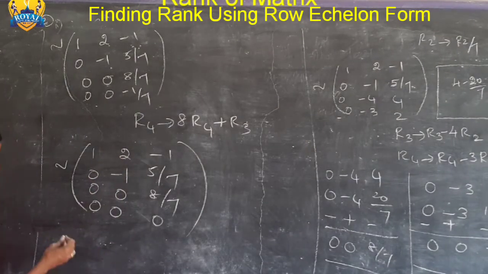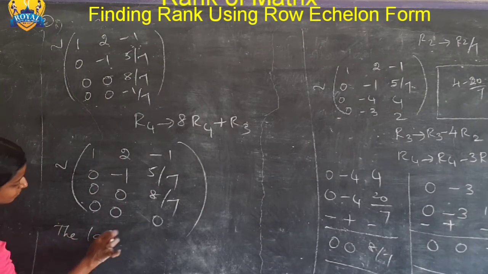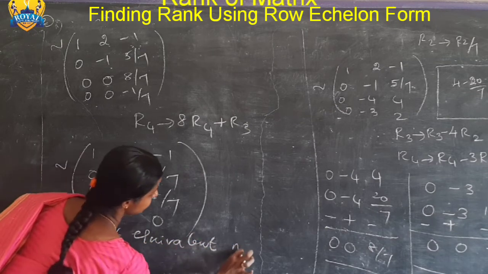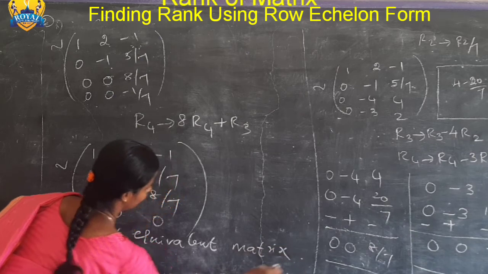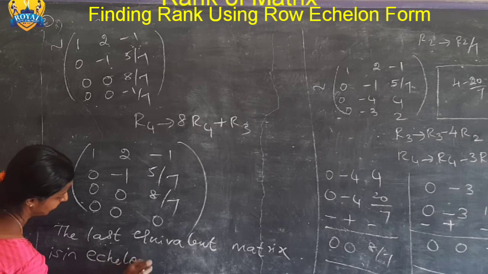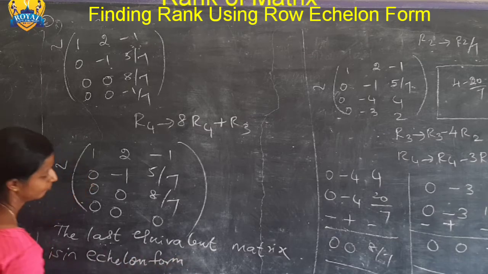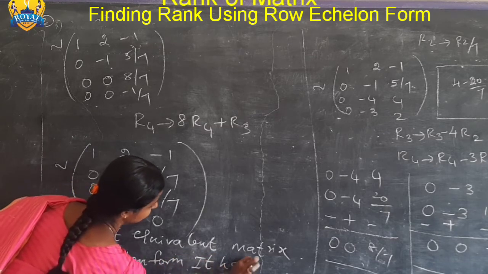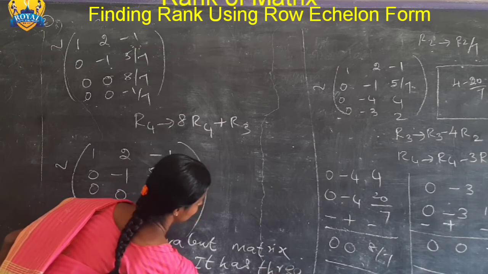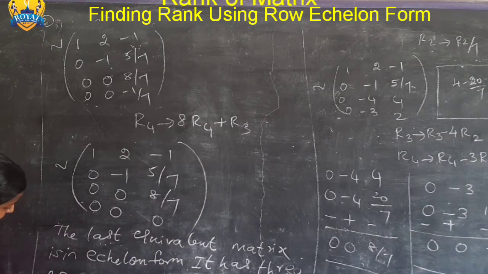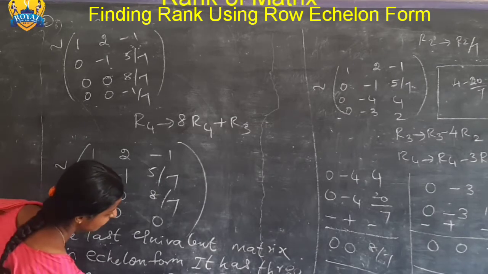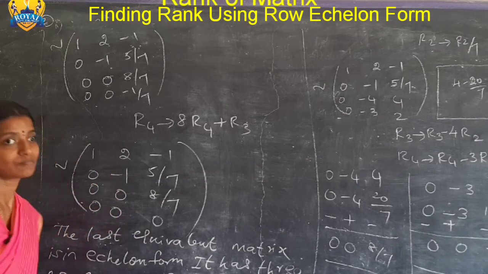So the last equivalent matrix is in echelon form. It has 3 non-zero rows. So my rank of A will be equal to 3. Followed?